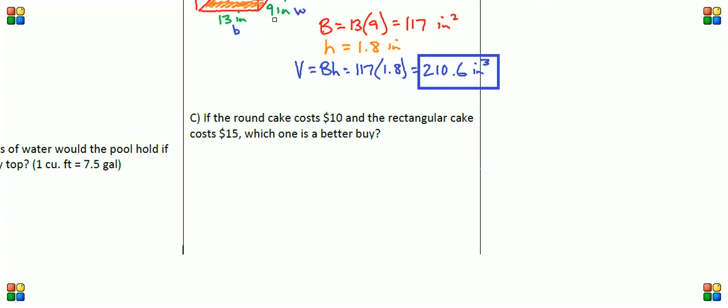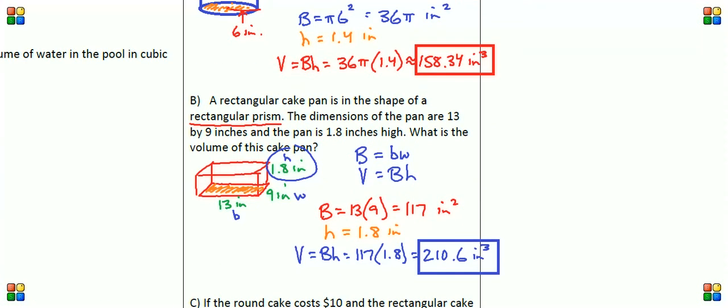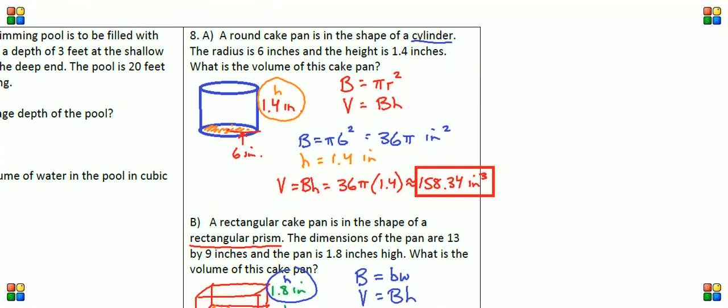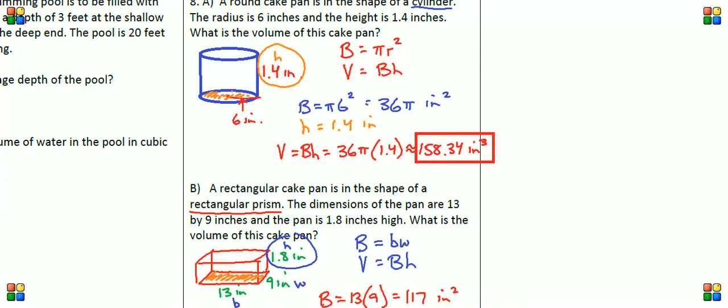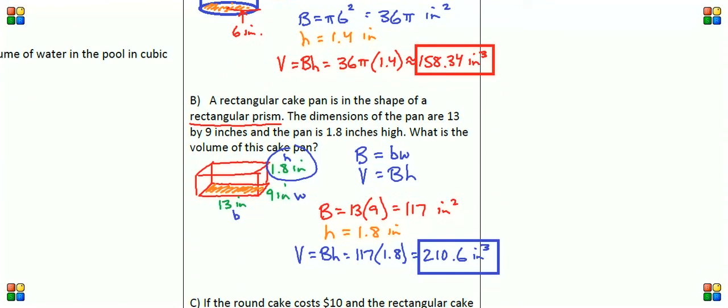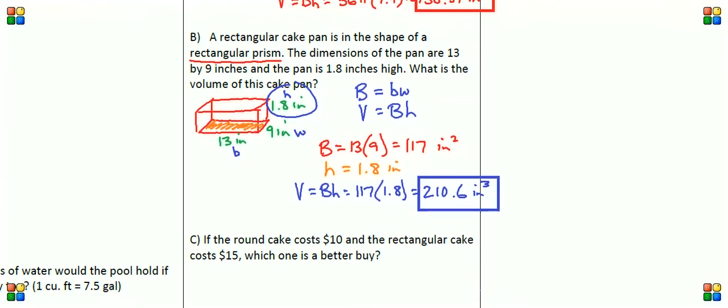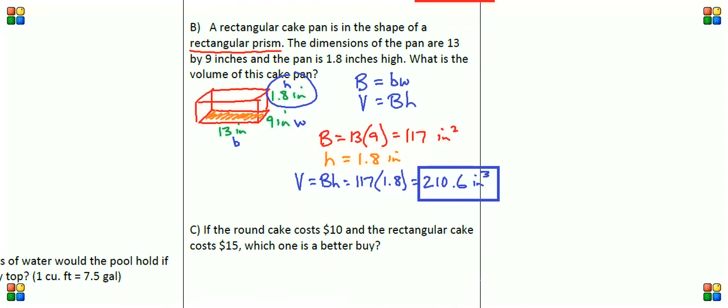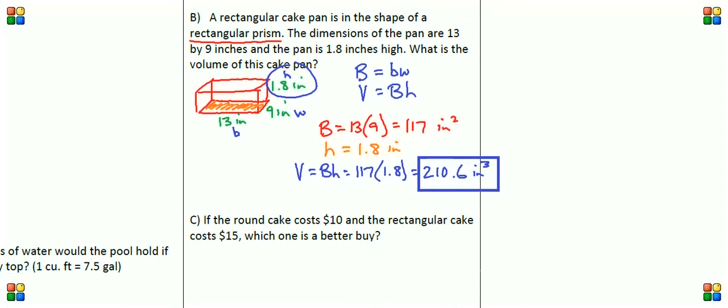a better buy? And you guys have done these better buy questions before, and you guys have learned that you can't just look at the two numbers and say, oh, the round cake is better. Sorry, not the round cake. The rectangular cake is better because, heck, it's got a lot more volume to it. I'm getting a bigger cake. It's going to make me happier.